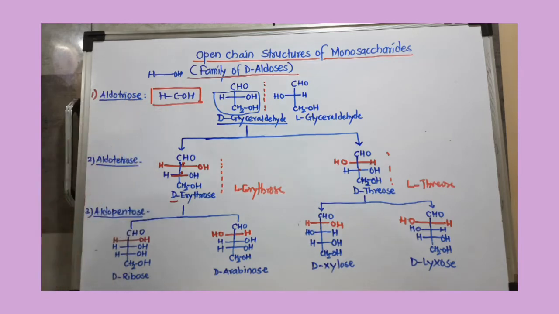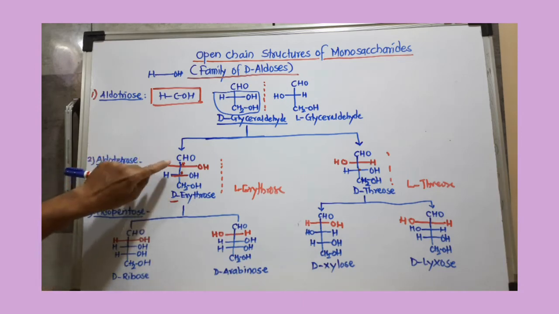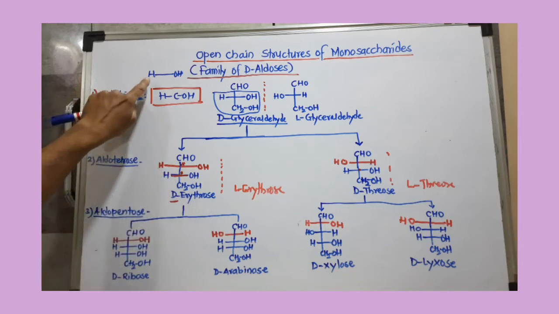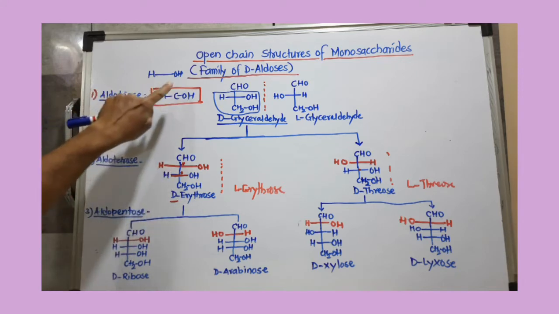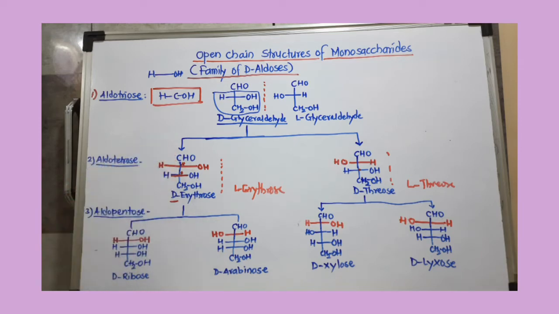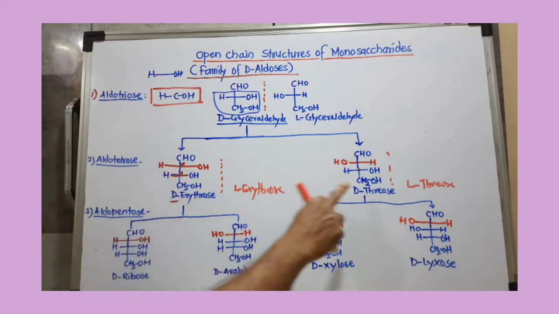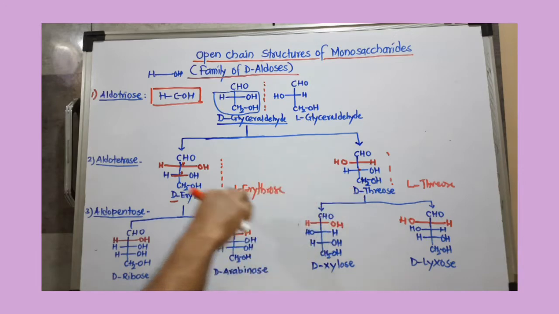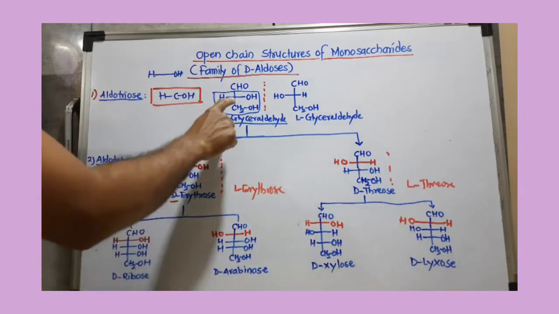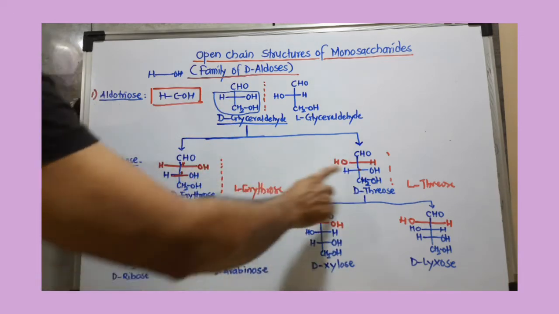Now I move toward the aldopentose. Aldopentose means having 5 carbons. In the previous structure there are 4 carbons, so we have to add 1 extra carbon in the form of CHOH, and that CHOH is added just below the carbonyl group, just below the aldehydic group. And now see, for 2D structures you can have two structures. So you can see here, for 1 we get 2 and for 2 we'll get 4.